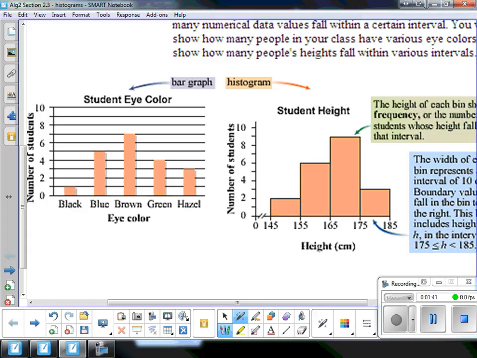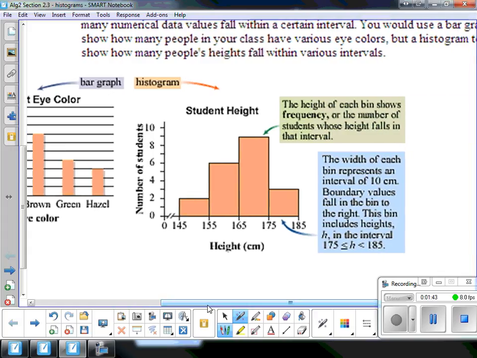And a couple other terms here. The first one is bin width. The bin width is, just like it sounds, how wide is each bin? So in this problem, what's the bin width? 145 to 155 is 10. So you would say that the bin width is 10 in this problem.